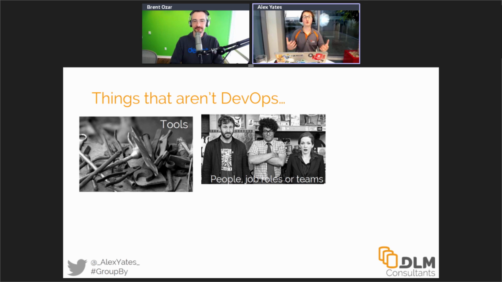DevOps is something that we are all responsible for. DevOps is something that we need to all adopt. We need to collaborate more. It's not something that we can give to somebody else to worry about. Now, a lot of people will have a DevOps team, and there are many good ways that can work, and there are many bad ways that can work.